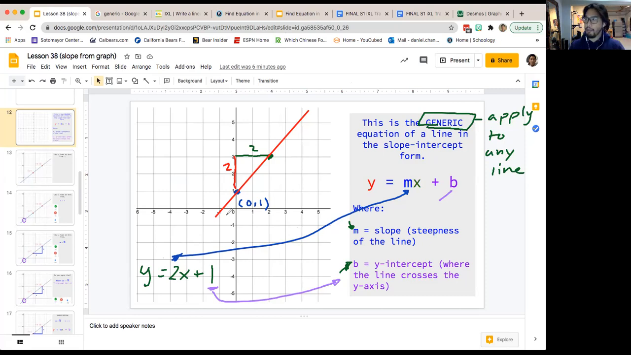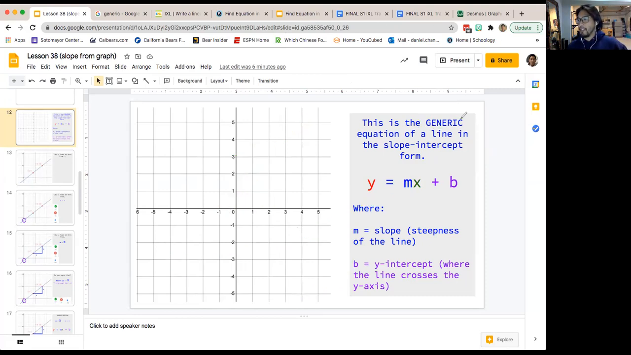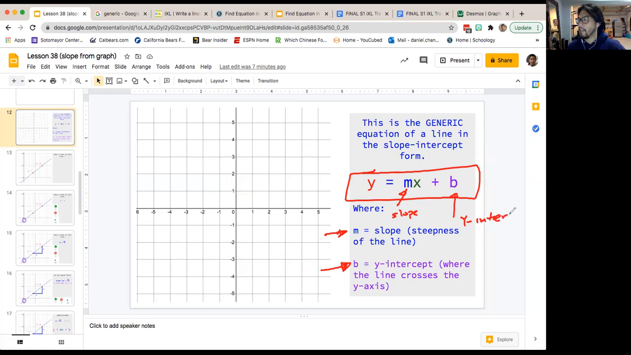So that is what we're going to be doing right now. You are going to be taking the generic form of a line, y equals mx plus b. You're going to find the slope of a line. You're going to find the y-intercept of a line. And you're going to substitute the letter m and the letter b with actual slopes and actual y-intercepts of an actual line, and you are going to go from generic to specific. That is what we're doing here.